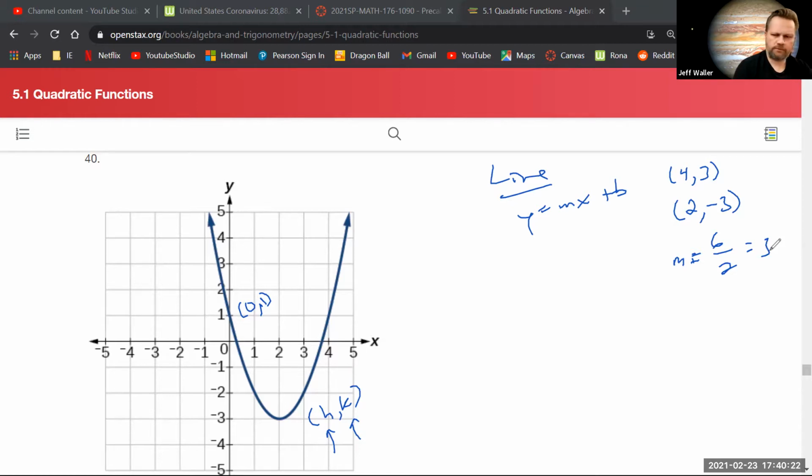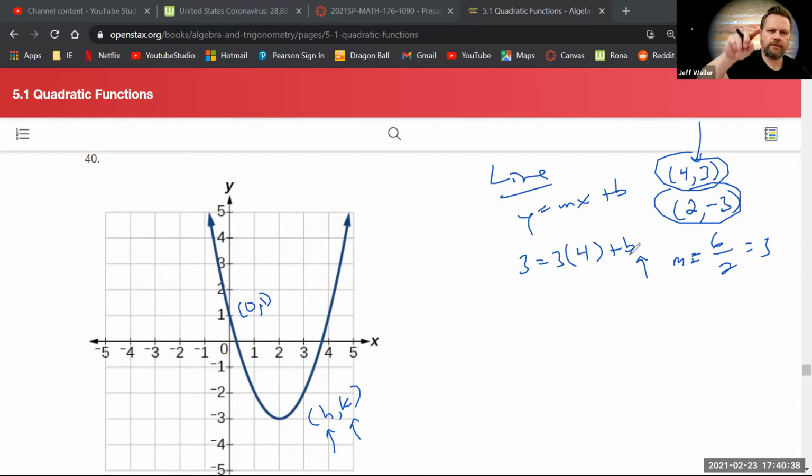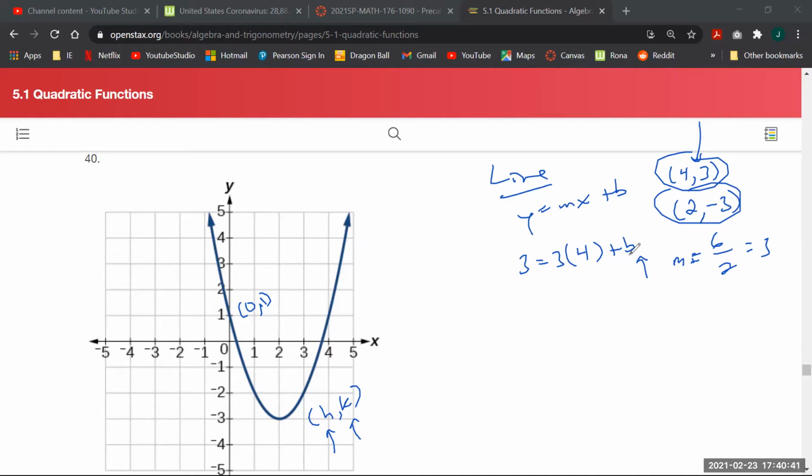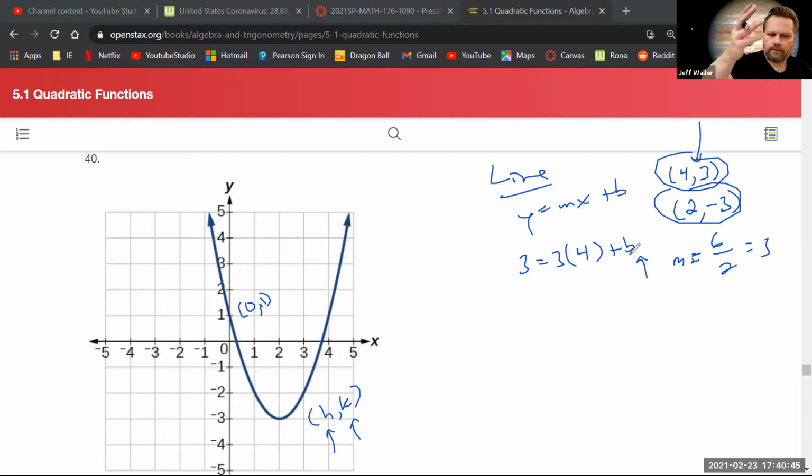Is that cool? And then I could put 3 in there, and to figure out what b is, I can choose either one of these points. So let me choose this one. I would put y is 3 and x is 4, and then I can solve for b. That's what I mean. Do you guys understand? Same idea as what we just did to figure out a. It's using one more piece of information to figure out the last remaining unknown. Okay.